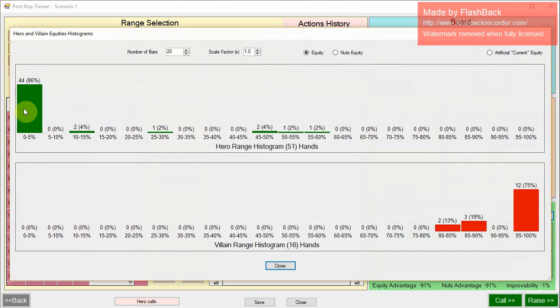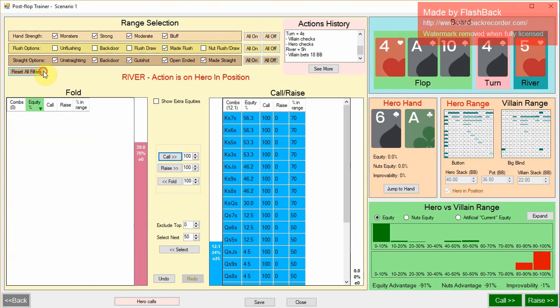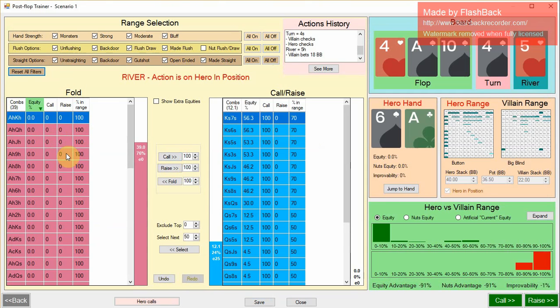The histogram looks exactly the same. We've just got a load of rubbish here we really can't call with. And what are we left with? Well, I think we can call with all the flushes. So let's filter on made flushes. We can call with those. And what else have we got? Well, if we assume that the way that we've modelled the villain's range and the way that the villain's range has modified throughout the streets is correct, we actually have 0% equity for all of the hands in our remaining range, which must surely mean we shouldn't call with them.